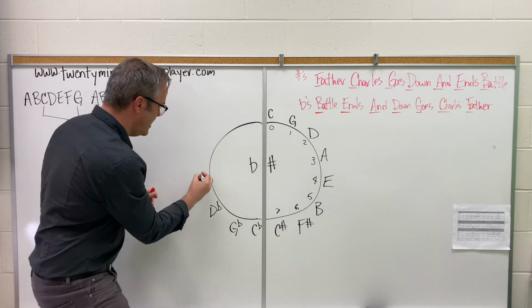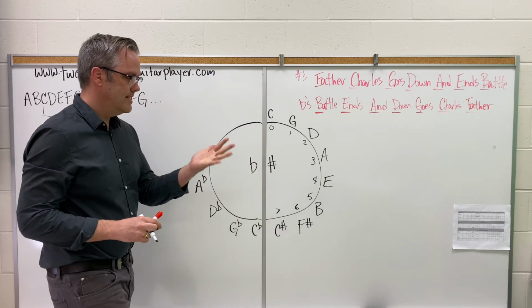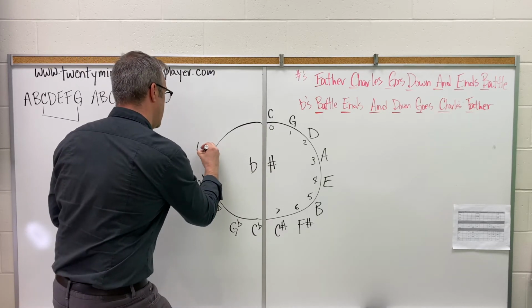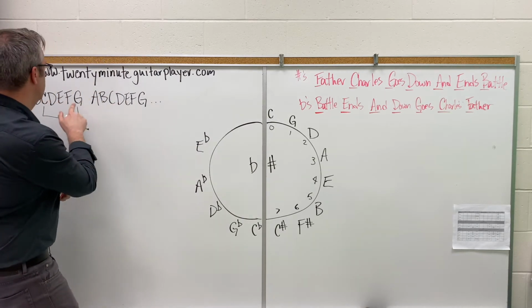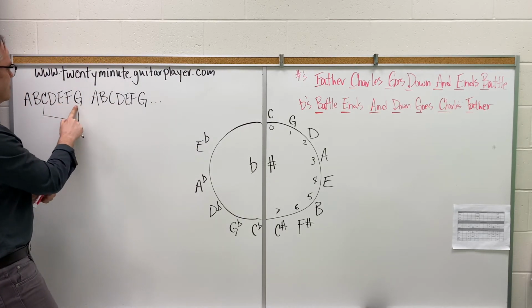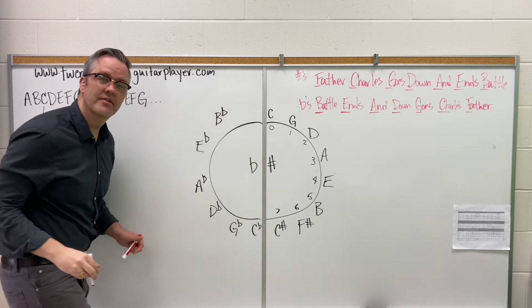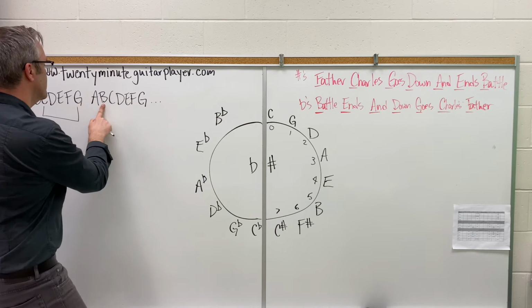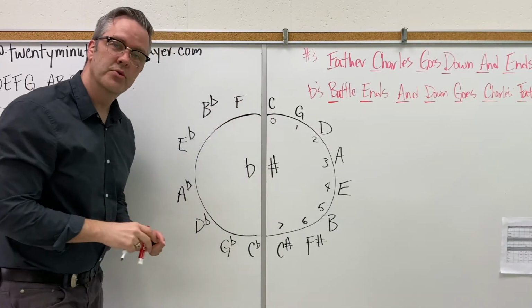What's 5 away from A flat? A, B, C, D, E flat. Put E flat there. What's 5 away from E flat? Let's check. 1, E, 1, 2, 3, 4, 5. B flat. What's 5 away from B flat? 1, 2, 3, 4, 5. F. There you have it, folks.